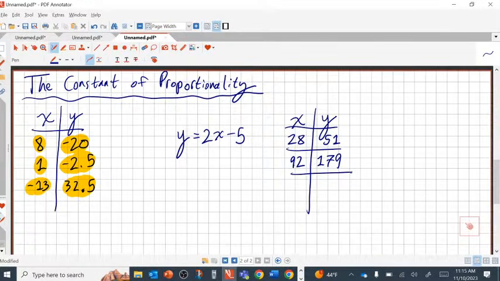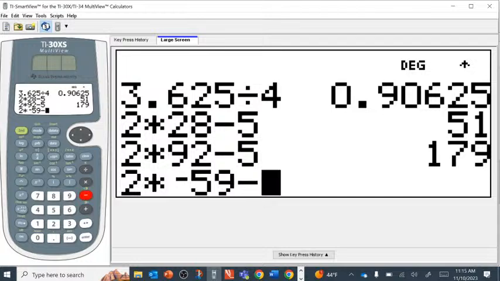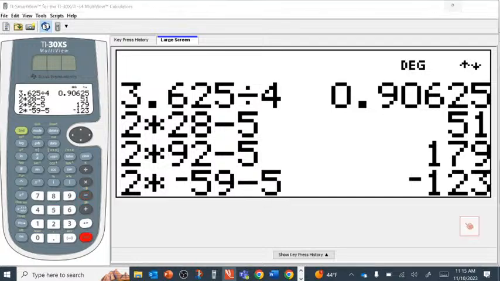And I would love to get that from Winston. Negative what? Negative 59, okay. 2 times negative 59 is minus 5. Is that right? Yeah. That's really fun.